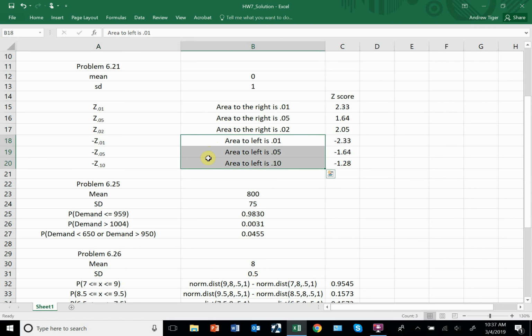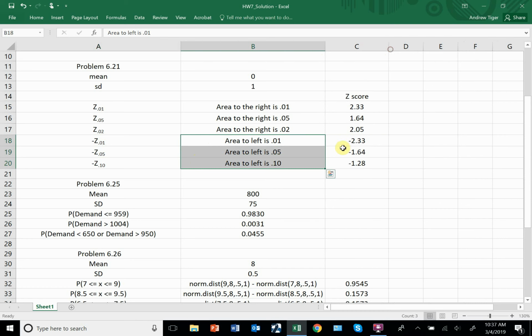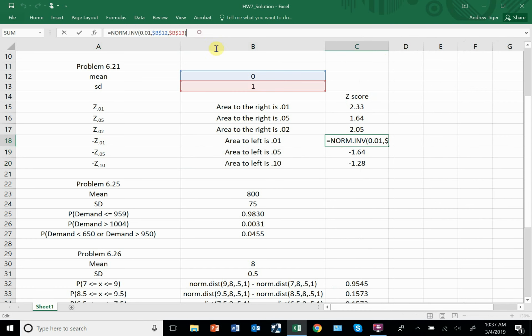So to solve for these, the bottom ones are actually the easy ones. How we solve for those, you can use the norm INV function, and you put in the area to the left, which is 0.01, and then the standard normal, because it's a z-score, the mean's always 0, and the standard deviation is always 1. So that's an easy one. This one, the area is 0.05. This one, the area is 0.1.